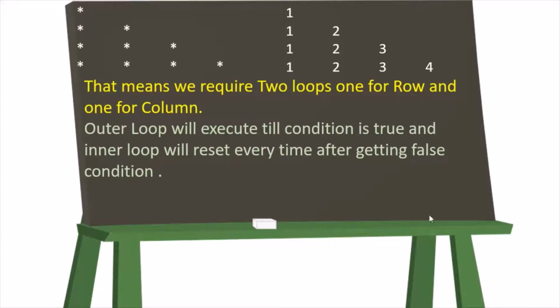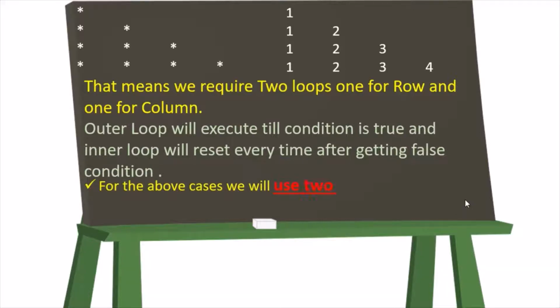So the outer loop will execute till the condition is true, and the inner loop will reset every time after getting the false condition. That means what? When the for loop is at the inner part, it will execute depending on the condition, right? For both of these examples, we will do the examples in practical also. So you have to remember what we require.